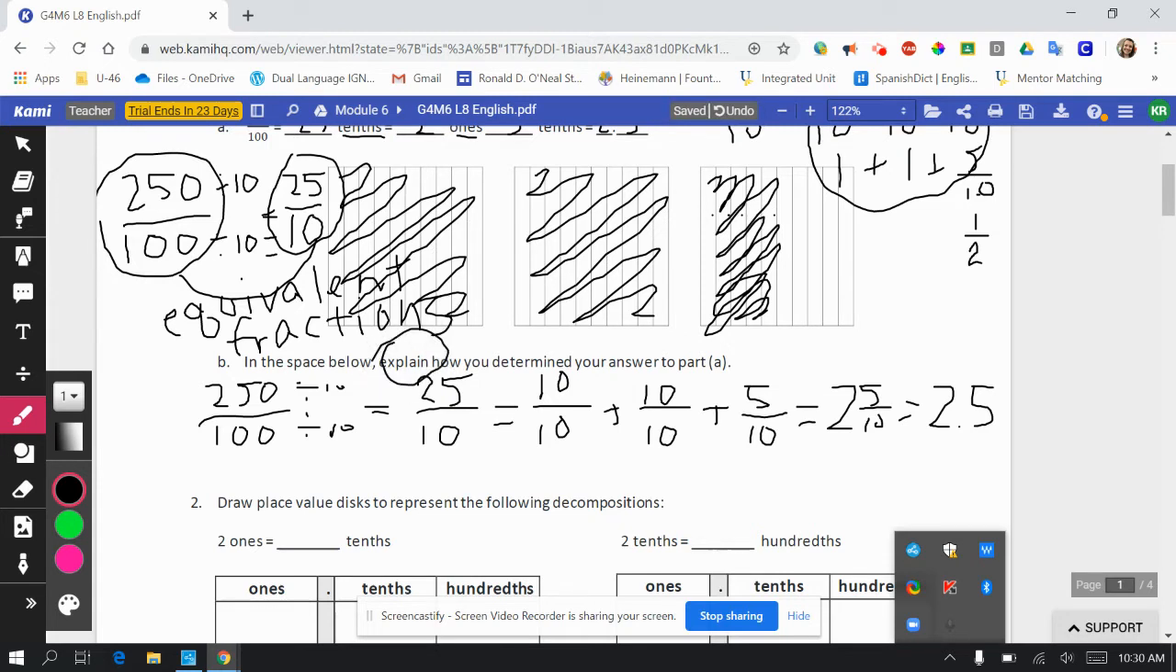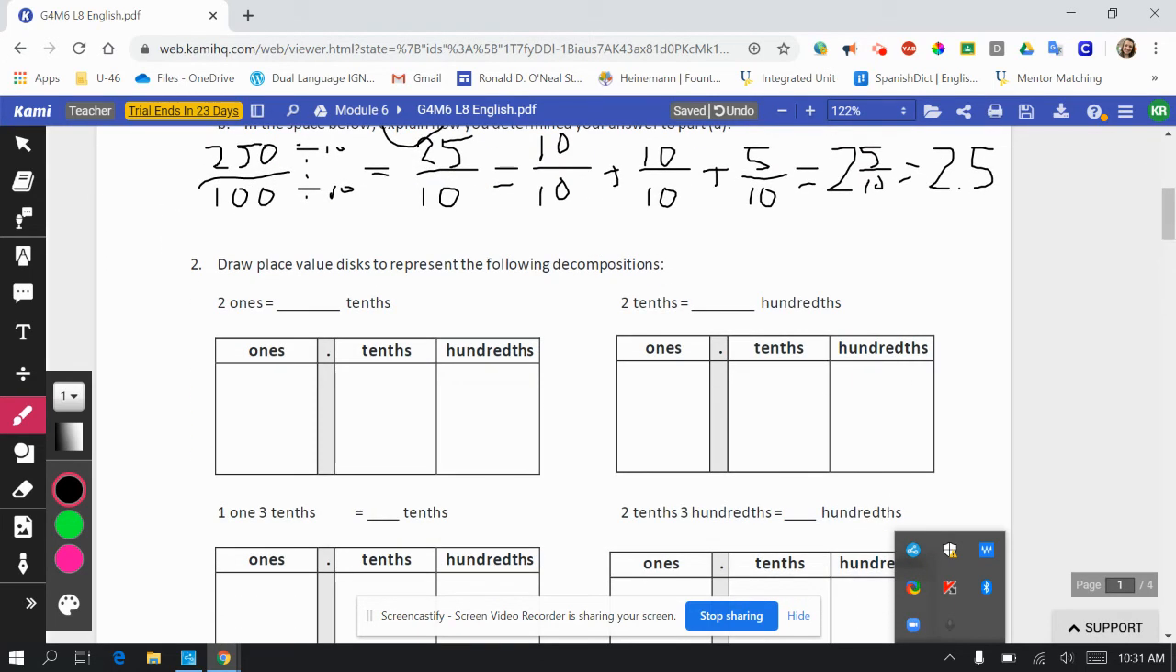Now, explain does mean write. Explain with words. So on the homework, you will practice writing that out with words. On to number 2, draw place value discs to represent the following decompositions. 2 ones equals how many tenths?